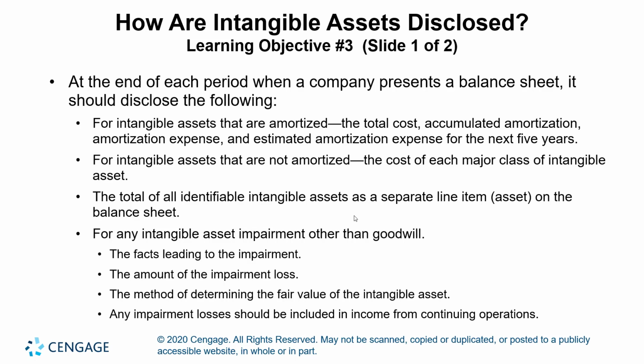For any intangible impaired other than goodwill, the facts you must include in the disclosure: the facts leading to impairment, the amount of impairment loss, the method for determining it, and any impairment loss should be included in income from continuing operations.